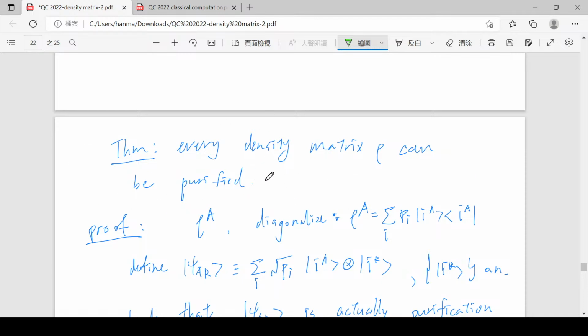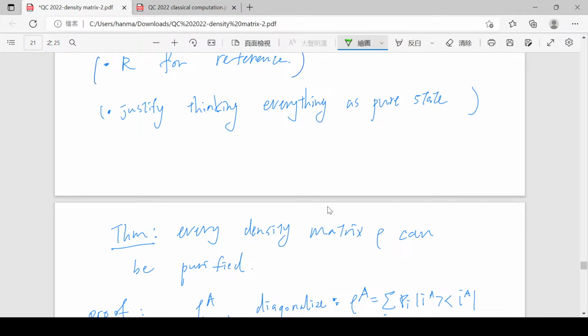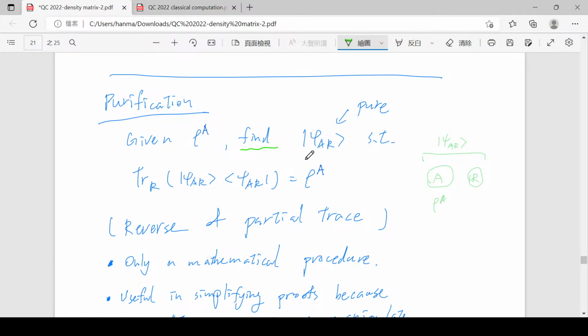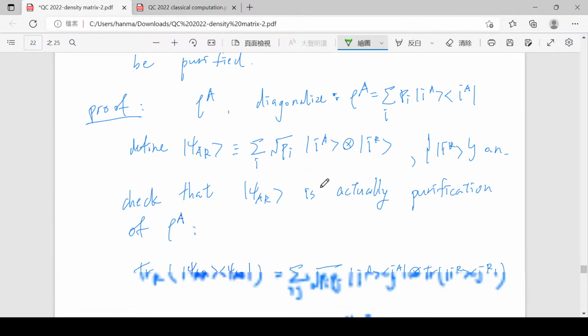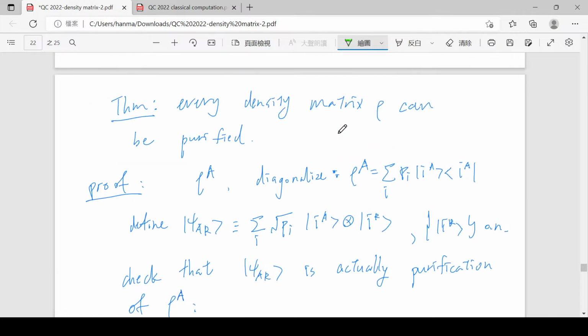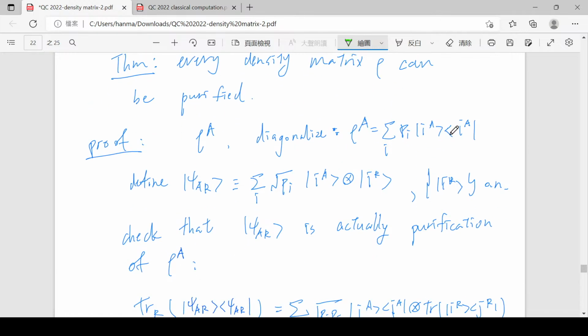And the theorem here, I kind of already said this, is that every density matrix rho_A can be purified. So you can always find a pure state psi_AR tracing into rho_A. And the proof is quite short. So you take your density matrix rho_A and you can diagonalize it into some eigenvalues and projectors onto eigenstates.